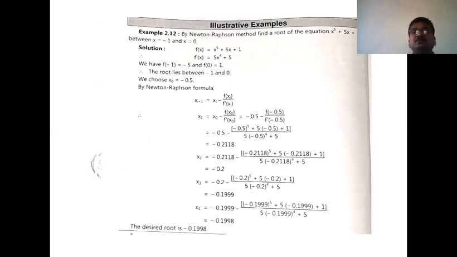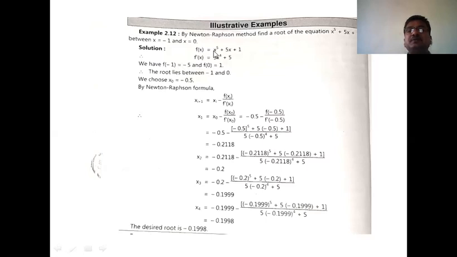What are successive integers? 0 and 1 are successive integers, 1 and 2 are successive integers. So find two successive integers for which f(x) is negative for one and positive for the other. Here we observe -1 and 0. These two are successive integers for which we find the value of f of -1.